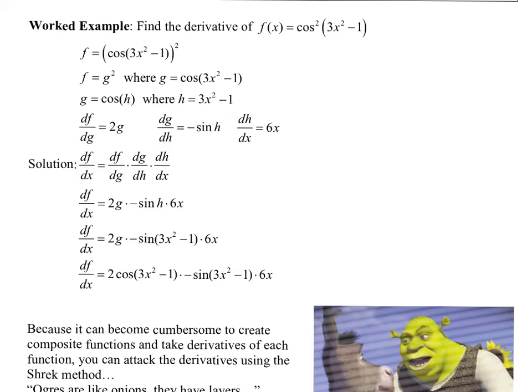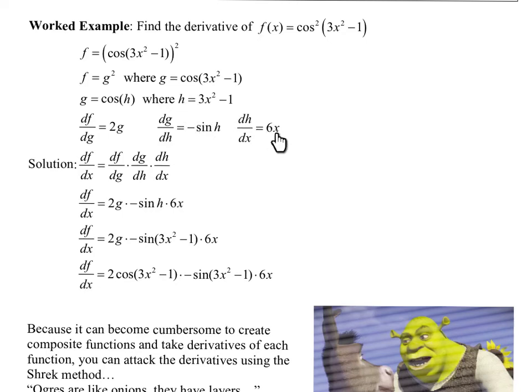Okay, so now we're going to take the derivative of each function respectively. So if I look up here, f equals g squared, well, you can take the derivative of f with respect to g, and that would just be 2g. Then you can take the derivative of g with respect to h. So dg dh. Derivative of the cosine of h is the opposite sine of h. And then we're going to take the derivative of h with respect to x. And you're going to get 6x.